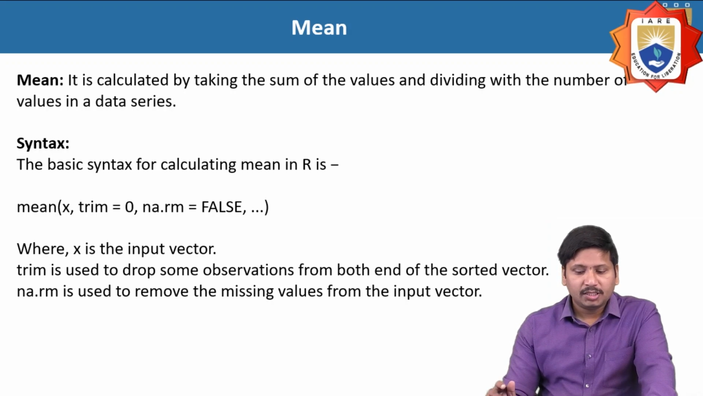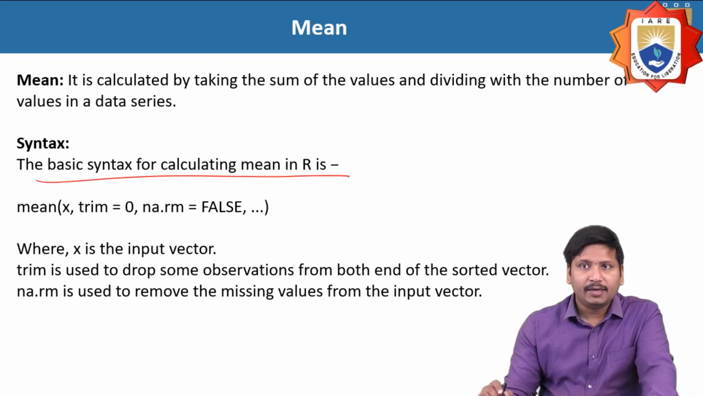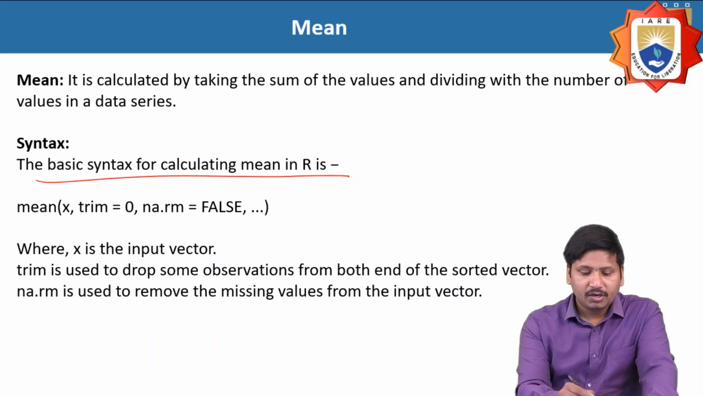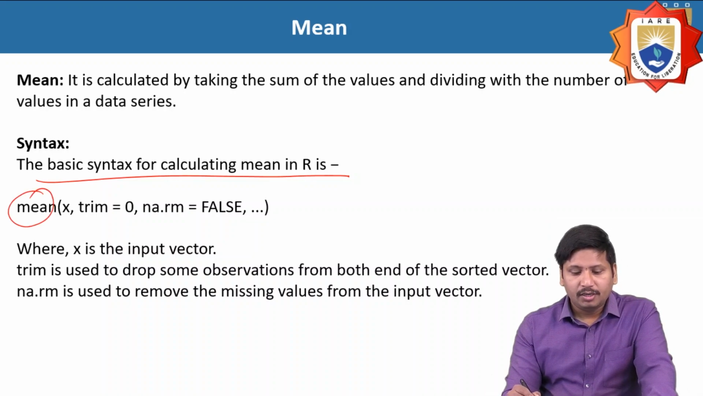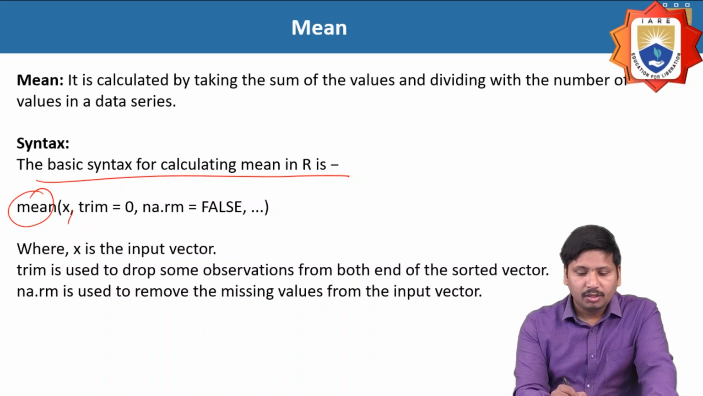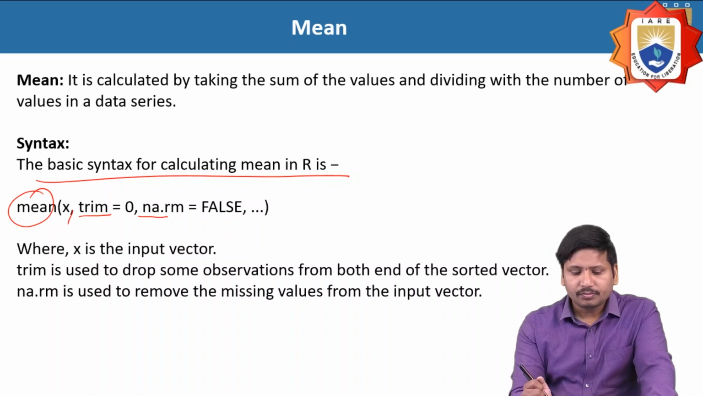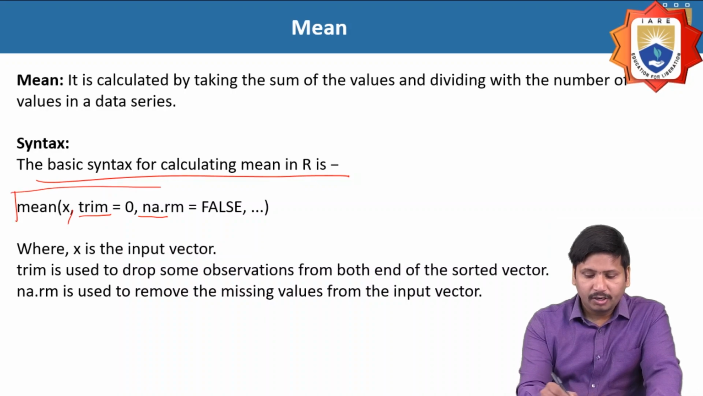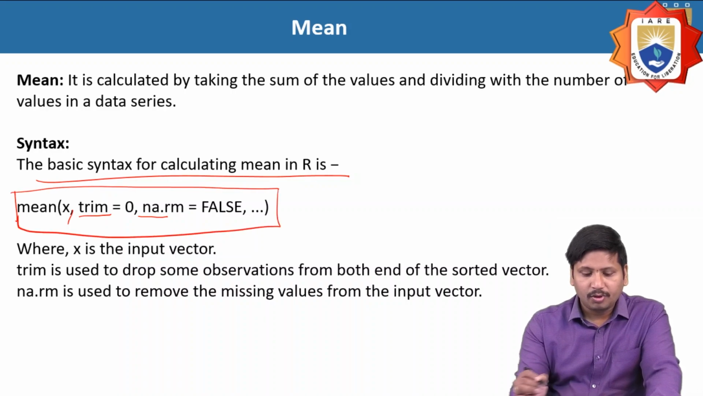Normally, the basic syntax of how we calculate the mean in R programming, I have to explain now. For this we have a predefined function, mean, with x, then trim as the other attribute, and na.rm equal to false. So this is the syntax we have to remember for calculating the mean in R programming.